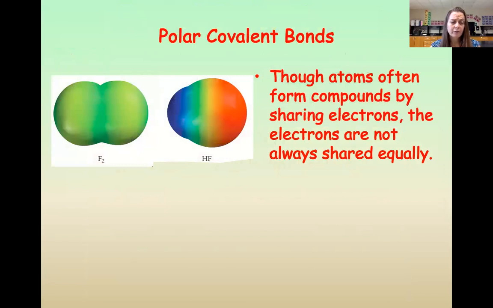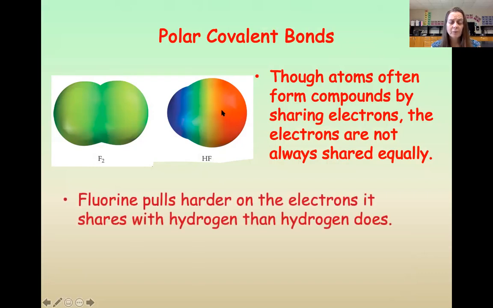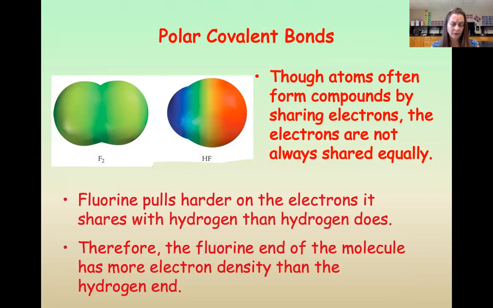So these are just different ways of looking at these polar covalent bonds. We can see that when two fluorine atoms bond, they bond in a nonpolar fashion because they share the electrons equally. But when hydrogen and fluorine form a covalent bond, hydrogen is much less electronegative than fluorine, and so we have a much higher electron density here on the fluorine end. Fluorine is going to pull harder on those electrons, and therefore it has a higher electron density and a partial negative charge.